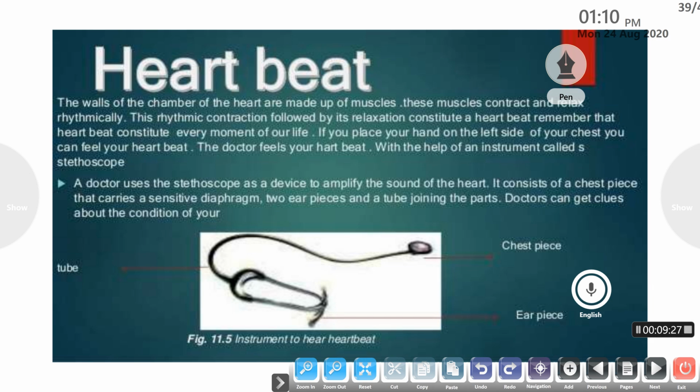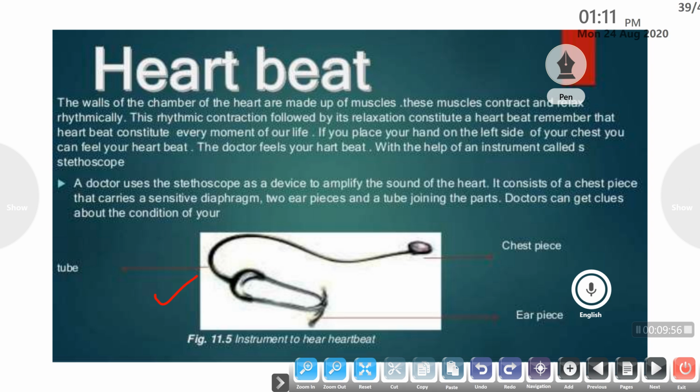The next is the heartbeat. The walls of the chambers of the heart are made up of thick muscles. These muscles contract and relax rhythmically. This rhythmic contraction, followed by its relaxation, constitutes a heartbeat. Remember that the heartbeat continues every moment of our life. If you place your hand on the left side of your chest, you can feel your heartbeat. The doctors can feel your heartbeat with the help of an instrument called a stethoscope.